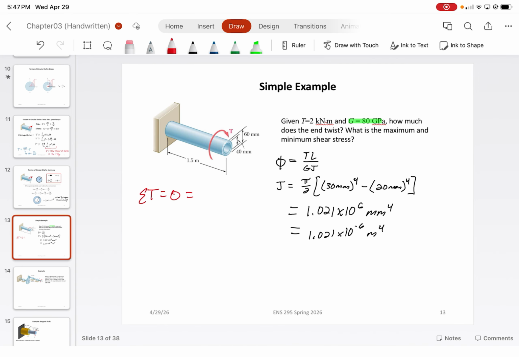Yeah. T prime. T prime? Well, it's just a reaction force here. Okay. Yeah, so I guess if you want to call it T prime, let's go with what Alejandro suggested. So we get T prime.